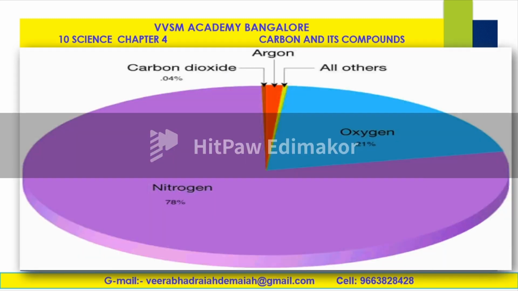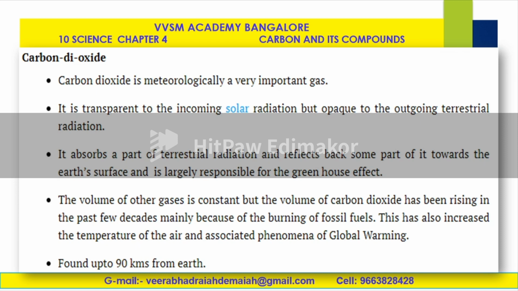My dear friends, you see, carbon dioxide is 0.04%, and argon. These are the components. The main component of the atmosphere is nitrogen, 78%, and 21% oxygen.